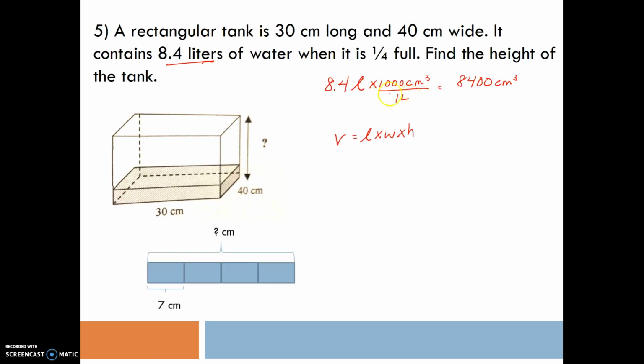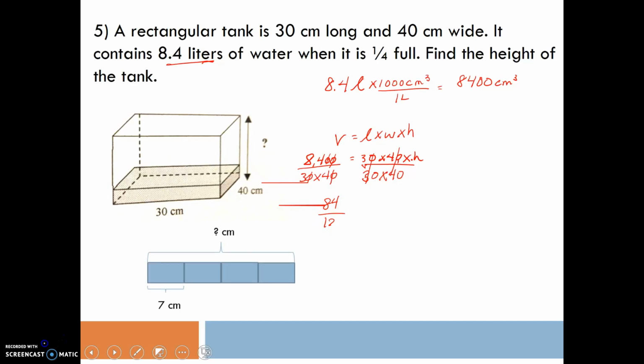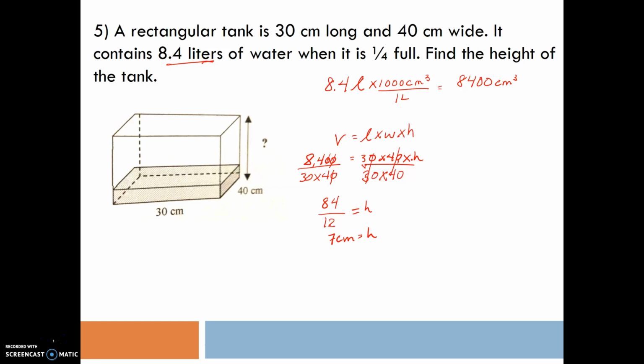All right, so there I've got my 8.4 liters times 1,000 centimeters cubed, which is going to be 8,400 centimeters cubed. And now I can plug that into my volume formula. So I've got 8,400 equals 30 times 40 times height. Then we're going to divide both sides by 30 times 40 so that they cancel out over here. We can cross cancel a 10 there, and then here and here. And now I have 84 divided by 12 equals height. And if I solve that, then I get 7 centimeters equals height.